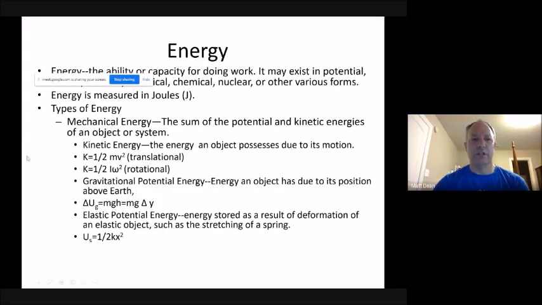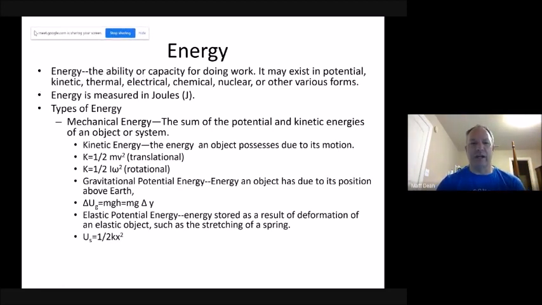So first of all, let's do a little bit of review on our topics. Energy: you've talked about energy your whole life, but in physics, it has a specific definition. It's the ability or capacity for doing work. We talk about different kinds of energy in physics: kinetic, thermal. Not so much in AP Physics 1 with thermal. We just touch on it a bit.